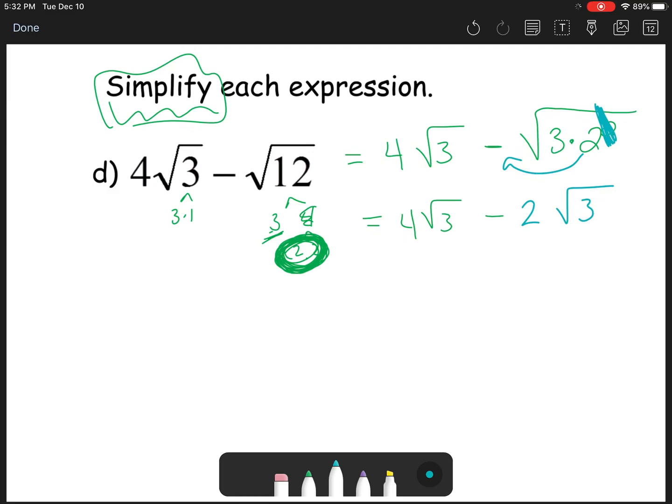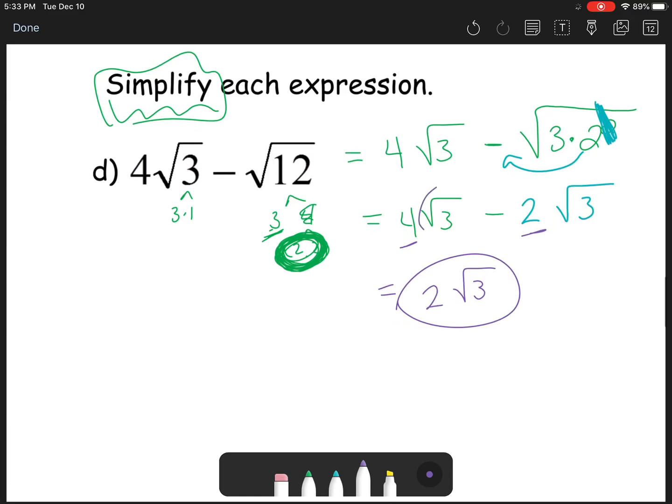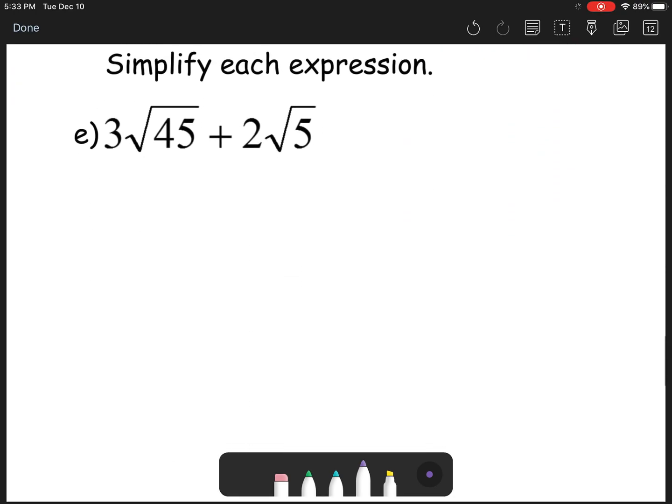So look at what we have. We have 4 times the square root of 3 minus 2 times the square root of 3. So we have 4 of something minus 2 of the same thing, which means we have 2 times the square root of 3 as our answer. So since we simplified and ended up with the same radicals, that's why we could combine our like terms.